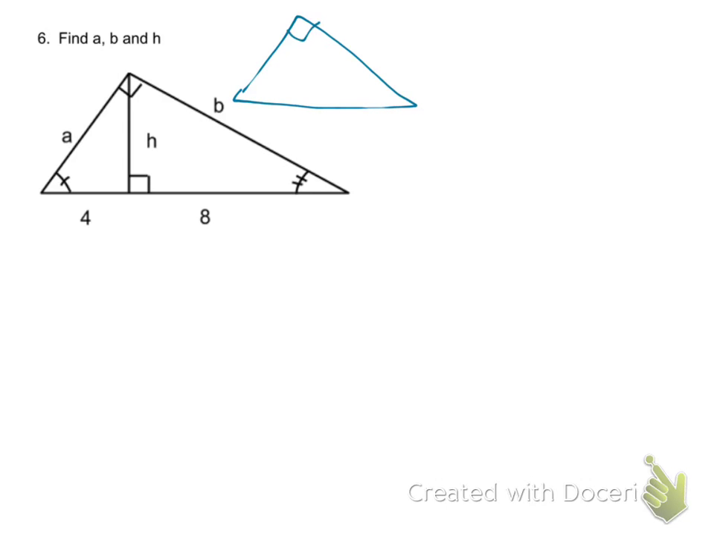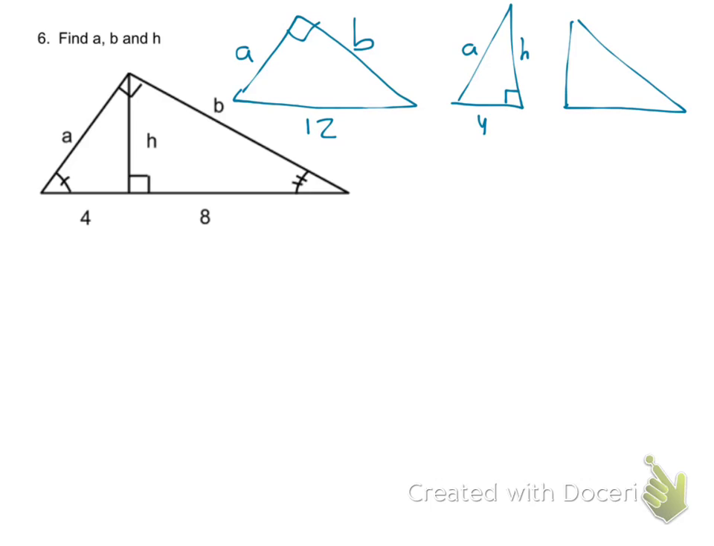But I hope everybody can see we have a larger right triangle, where we would have A, 12, B. We also have the left right triangle, which is 4, H, and A. And we have the one on the right, which happens to be 8, H, and B. Those 3 triangles are actually similar to each other. How do I know this? Because of the tick marks that are going to be placed on here now.